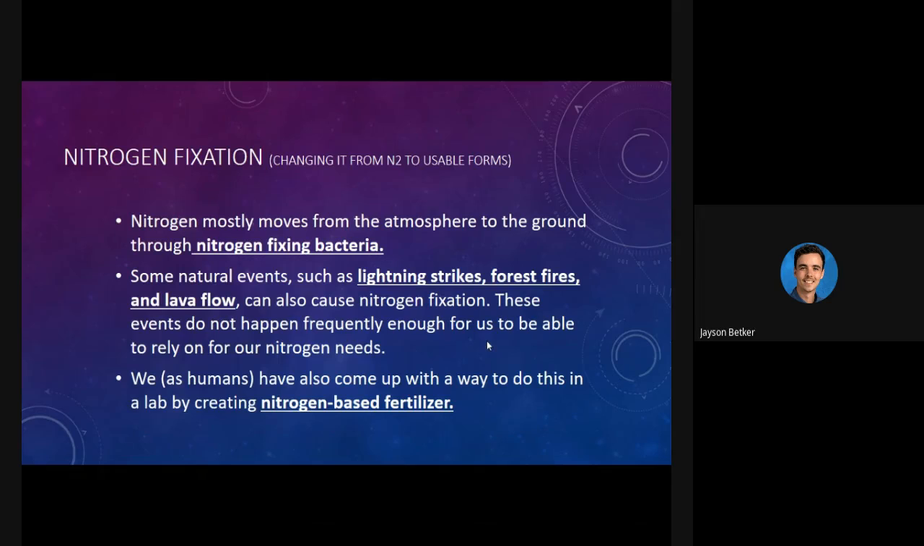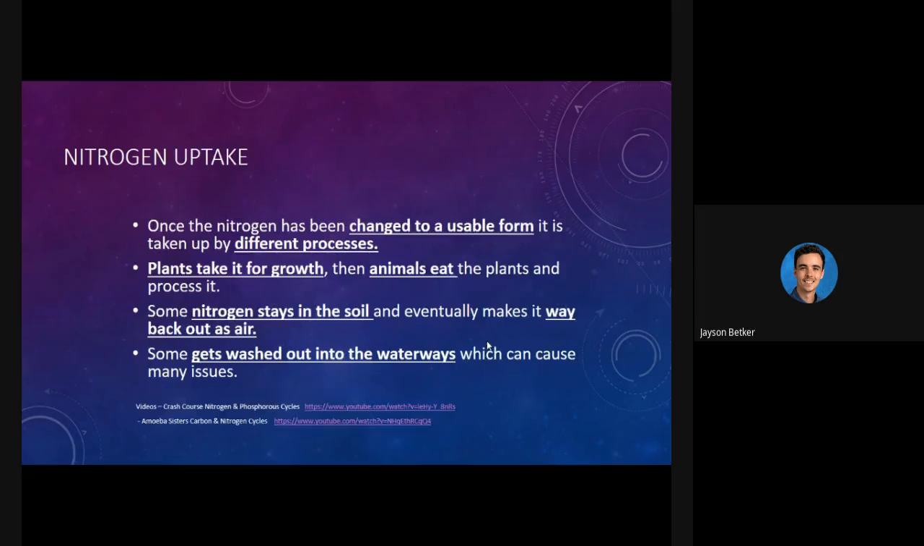So what humans have done, we've come up with a way to do this in the lab on our own because our population is growing. We need more fertile soil. We need plants to be growing bigger and more fruitful than ever before to be able to feed all of us. What we do is we have a fertilizer that's nitrogen based. And that can basically skip that step of needing that really high heat into just excess nitrogen for the plants to be able to consume and get bigger.